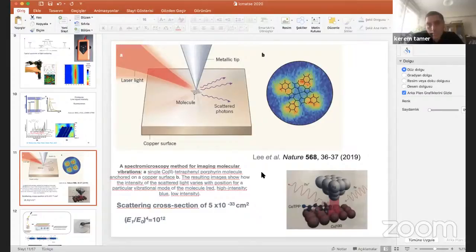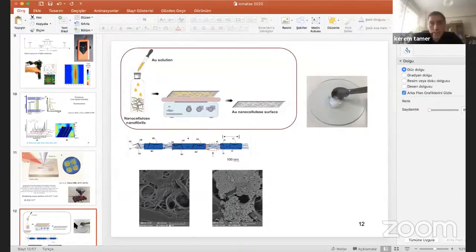Also, in a complex matrix, to analyze the target, you should make some purification or isolation procedure. Because of this reason, we are trying to get the signal from the most confident surface. Okay, and this is one of our latest applications. How can we increase the Raman signals? I'm going to give some examples.